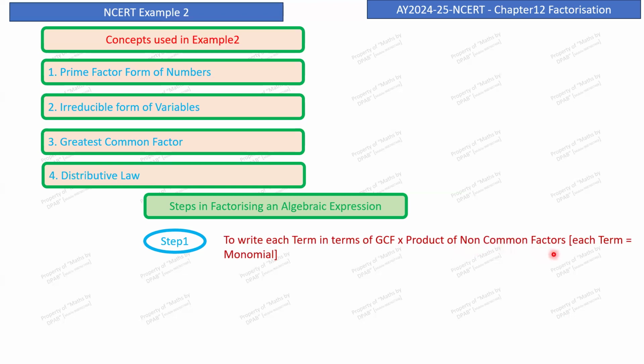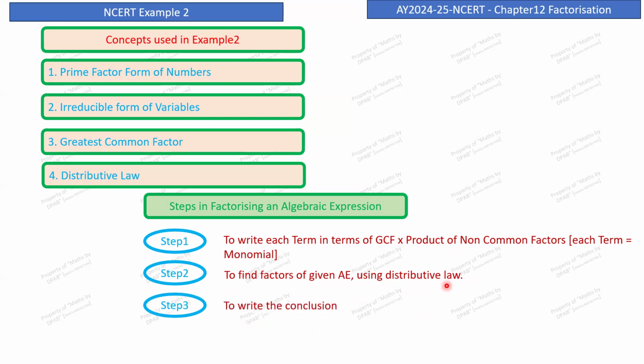If an algebraic expression is given with 2 terms, then we need to consider each term as a monomial. And we need to find the greatest common factor of these 2 terms. And then we need to write each term in terms of the greatest common factor into product of non-common factors. Then step number 2 remains the same, to find factors of the given AE using distributive law.